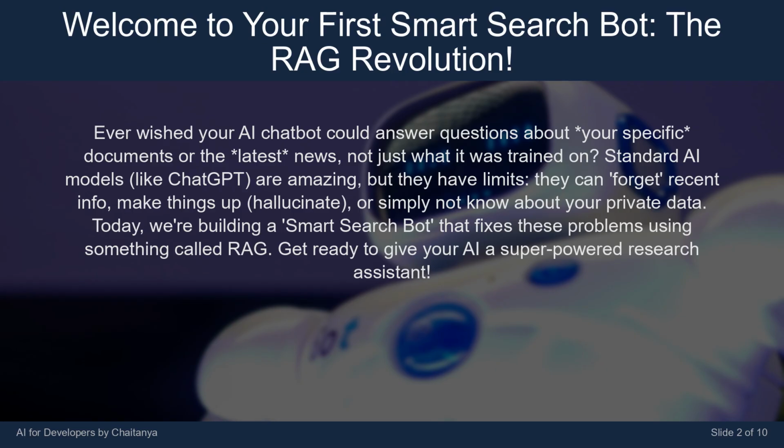Standard AI models, like ChatGPT, are amazing, but they have limits. They can forget recent info, make things up, hallucinate, or simply not know about your private data. Today, we're building a smart search bot that fixes these problems using something called RAG. Get ready to give your AI a super-powered research assistant.